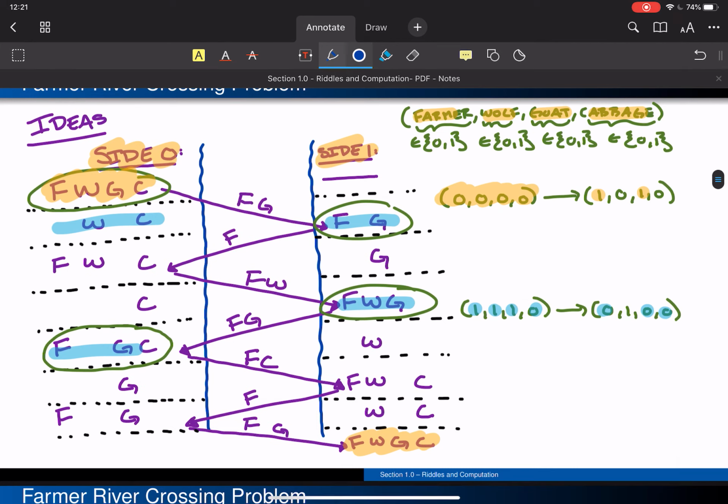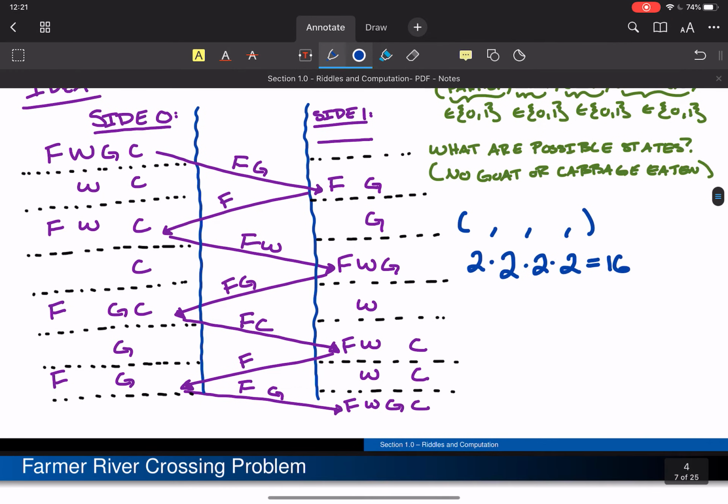And you very quickly realize that these states are really just going to be represented as these nice little binary strings. You're going to have 4 components, so you have 0, 0, 0, 0. That's going to be everybody on the left-hand side. And everybody on the right-hand side is just going to be 1, 1, 1, 1. Or we can view this as a nice little list to properly indicate where everything happens to be. So it makes sense that there'd be 16 possible states.